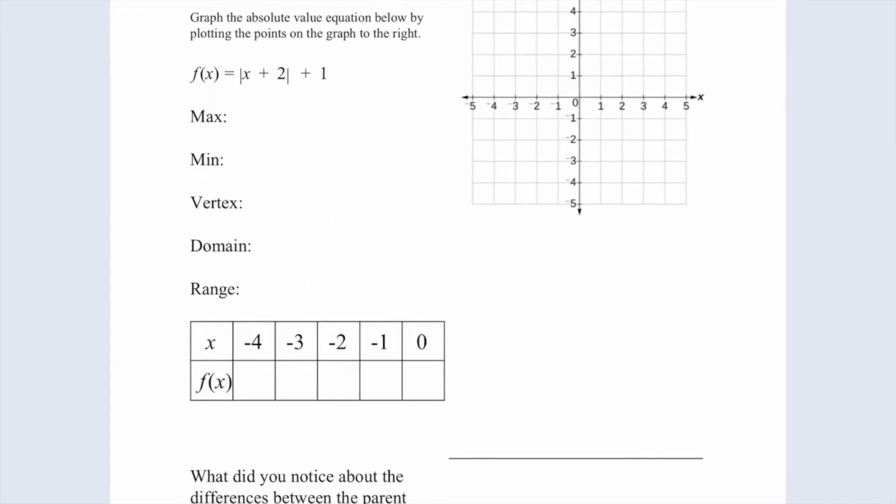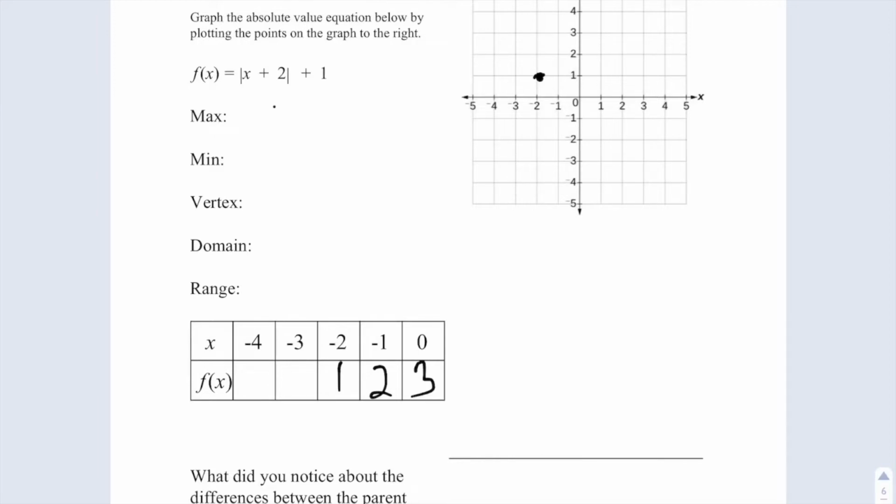Now this one, we're going to have to plot our points a little bit, so let's do that quickly together. I always like to start in the middle. If I plug in -2, I get -2 plus 2, which is 0. The absolute value of 0 is 0, plus 1 is 1. So if I put in -2, I get out 1. And if I put in -1, I get -1 plus 2, which gives me 1. The absolute value of 1 is 1, plus 1 is 2. If I put in 0, I get 0 plus 2, which is 2. The absolute value of 2 is 2, plus 1, which is 3.